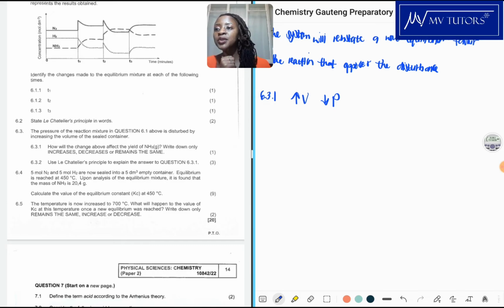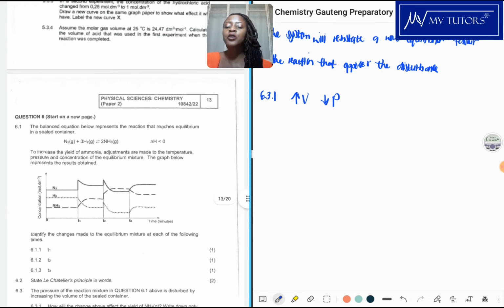Now it says, how will the change above affect the yield of nitrogen? Okay, remember what I said? Actually, if you look at volume goes hand in hand with the number of moles. Okay, if you have high volume, you're going to look at where the number of moles are the most. Okay, it's on the reactant side, right? If you have reduced volume, you're going to look at where the number of moles are the least, which is basically on the product side.